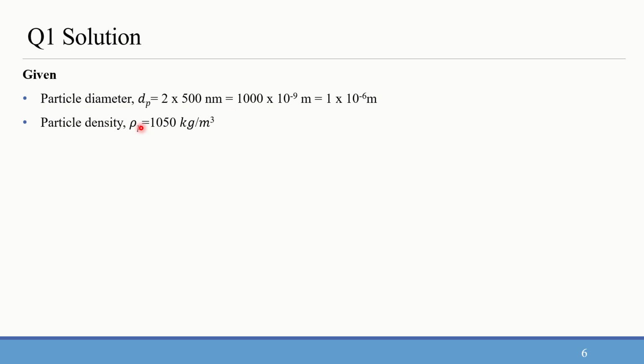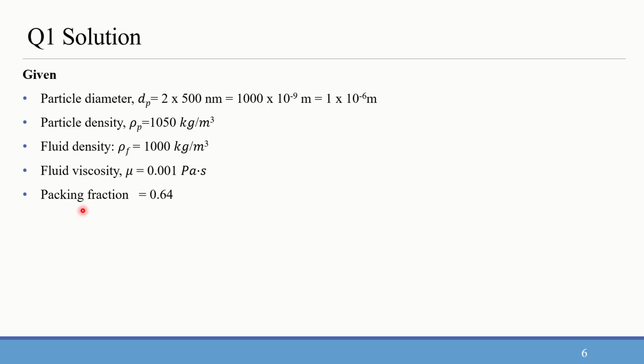Now for particle density we have 1050 kg per meter cube, and for fluid density we have 1000 kg per meter cube. Fluid viscosity is 0.001 pascal second, and packing fraction is 0.64. Now we have to find the settling velocity in micrometers per second. Again, unit is very important here.